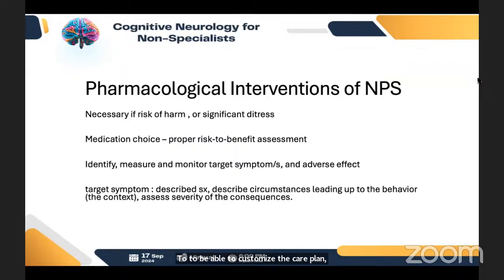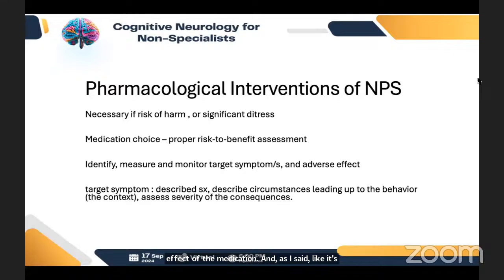Pharmacological interventions for the neuropsychiatric symptoms are necessary if the patients are showing a risk to harm others, or they're showing significant distress to themselves or the care providers. Medication choice has to be proper when you are assessing the risk over the benefits. It's always advisable to identify, measure, and monitor the target symptoms, and then the adverse effects of the medication. And as I said, it's good for you to have a plan in mind.